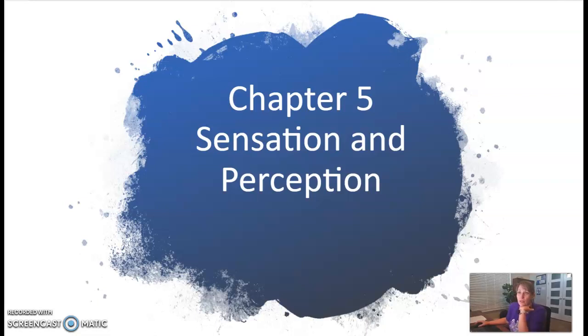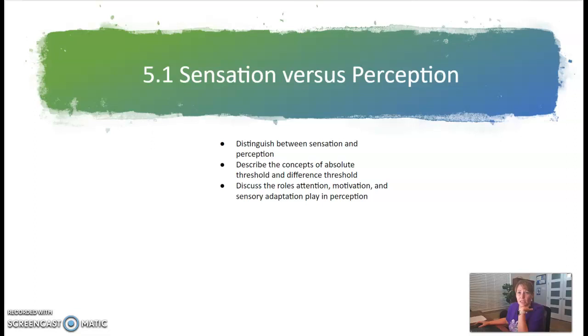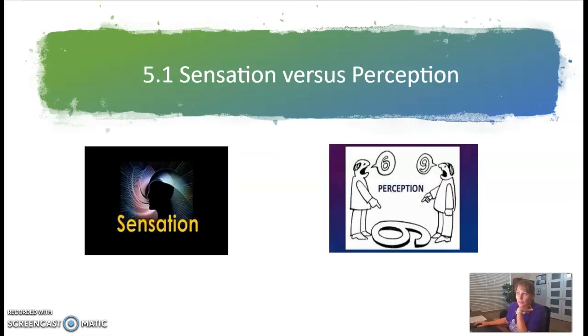We're going to start out with sensation and perception. Your learning objectives are to distinguish between sensation and perception, describe the concepts of absolute threshold and difference threshold. And the last learning objective is to discuss the roles attention, motivation, and sensory adaptation play in perception. And of course, I have my pictures.